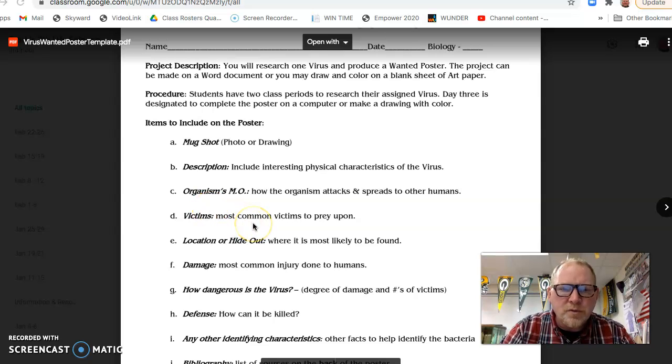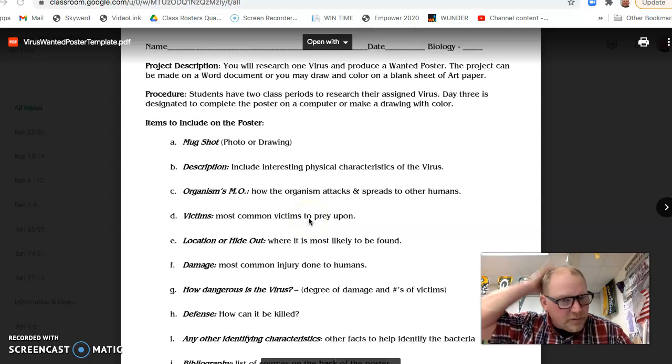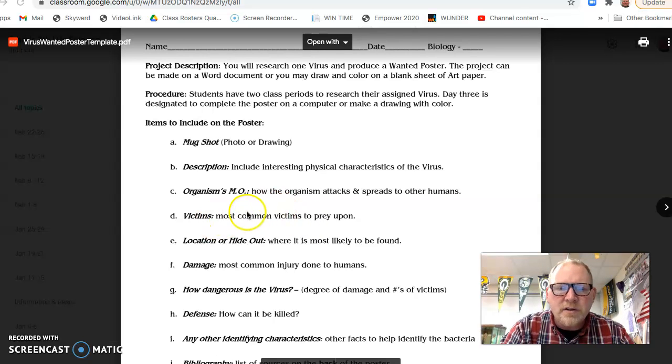Next is the victims. Who's the most common victim? Like in the rotavirus, it's the children. Why the children? Because they're young and their immune system is a little bit weak. If we're talking coronavirus, one of the most common victims are the elderly. They were some of the first people, 65 and older, were the ones that got the first vaccines for the coronavirus because they were super vulnerable, especially the people that are in nursing homes.